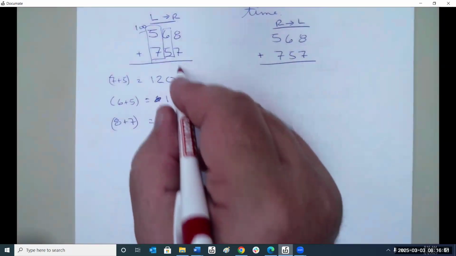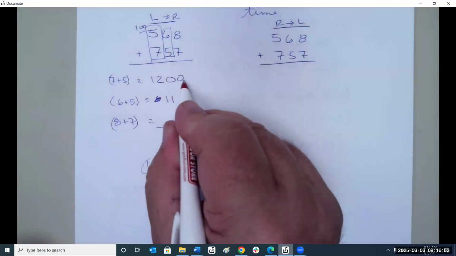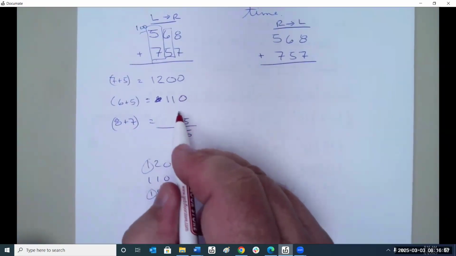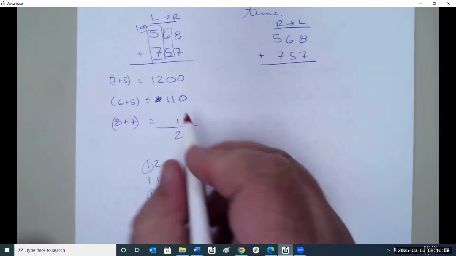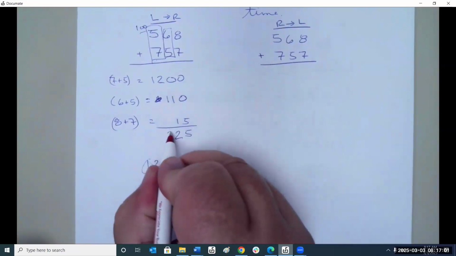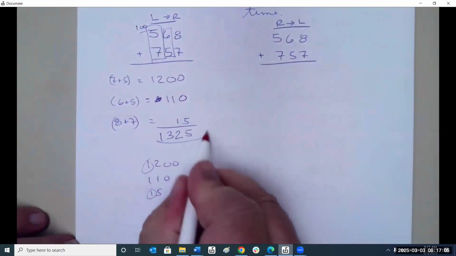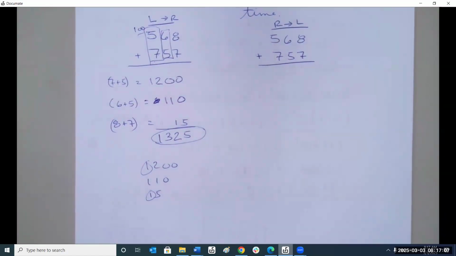Then all you do here is just add the columns. 0 plus 5 is 5. 0 plus 1 is 1. 2 plus 1 is 3. And then the 1. So there's your final answer. That's left to right.